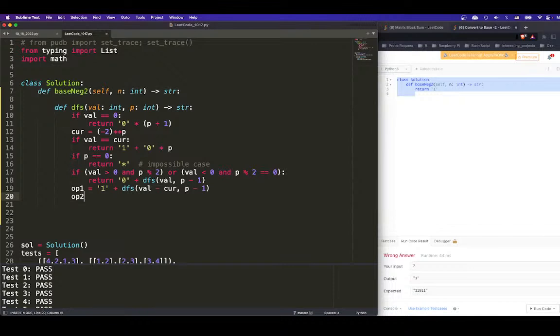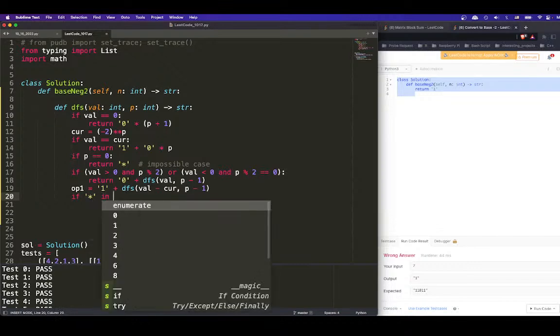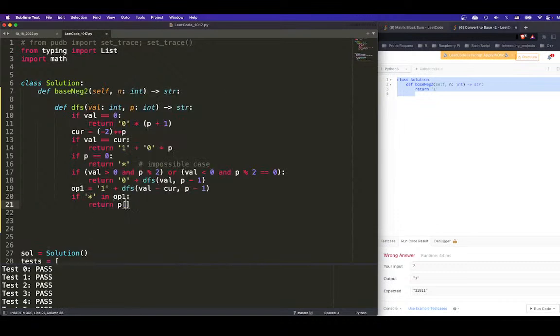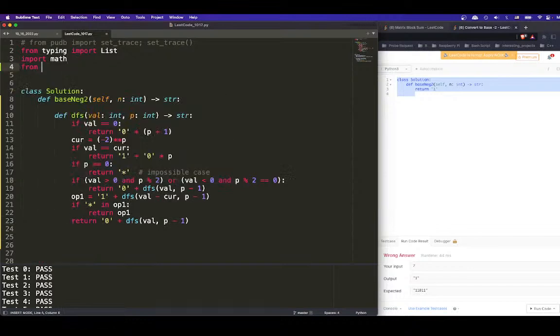Option 2: I will say if star is in OP1, then return OP1. We don't have to do the other one. I also return 0 plus DFS val minus, doesn't minus, P minus 1. Okay, yeah, let's cache this.